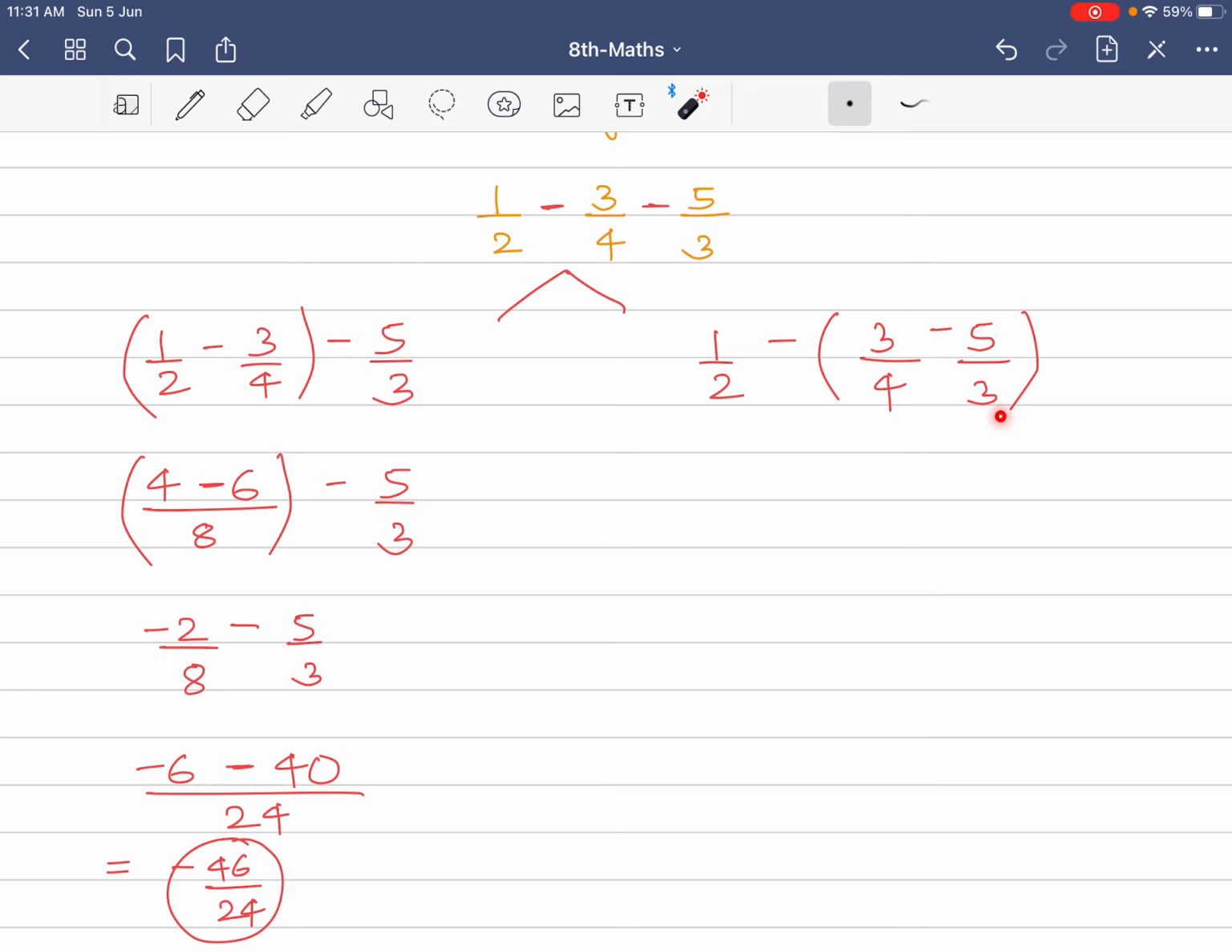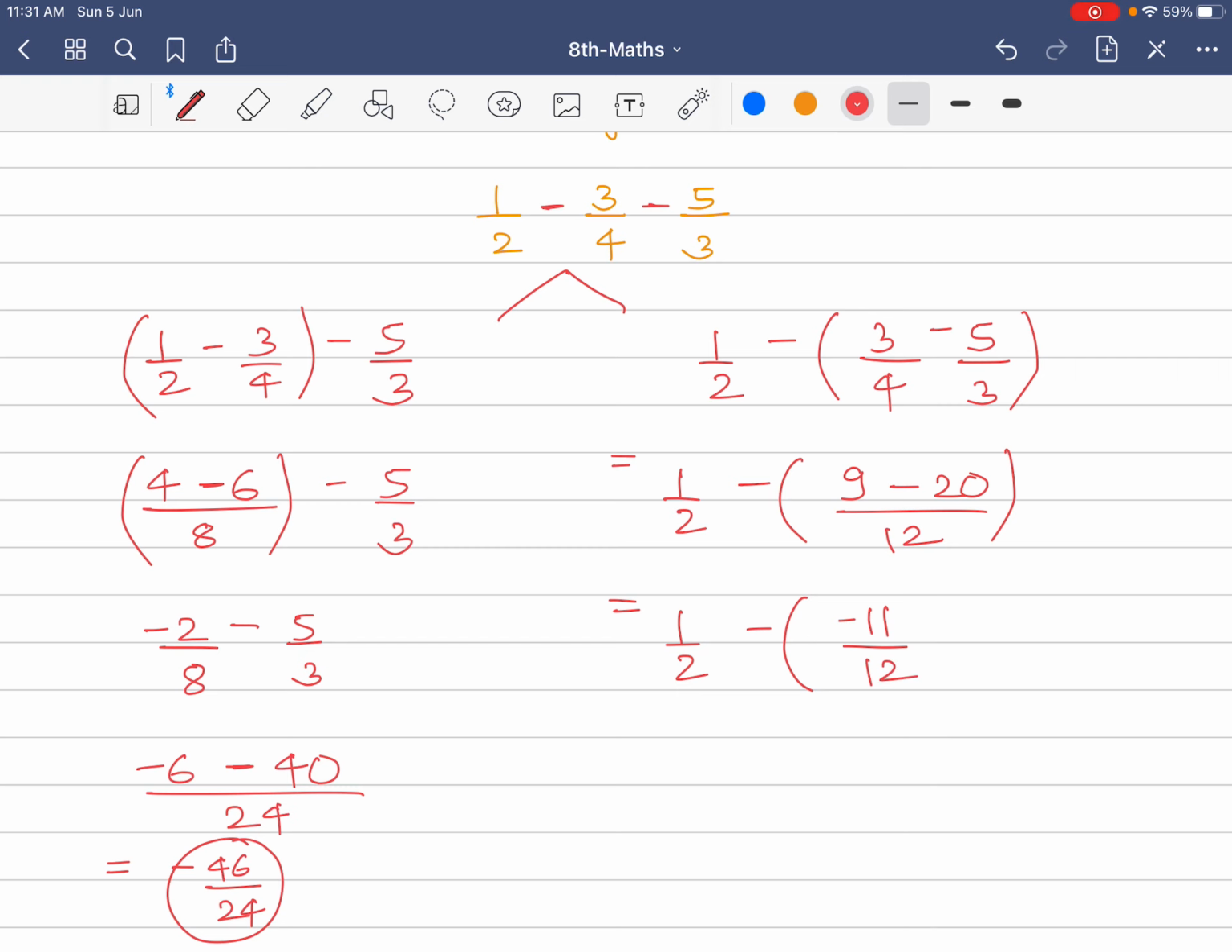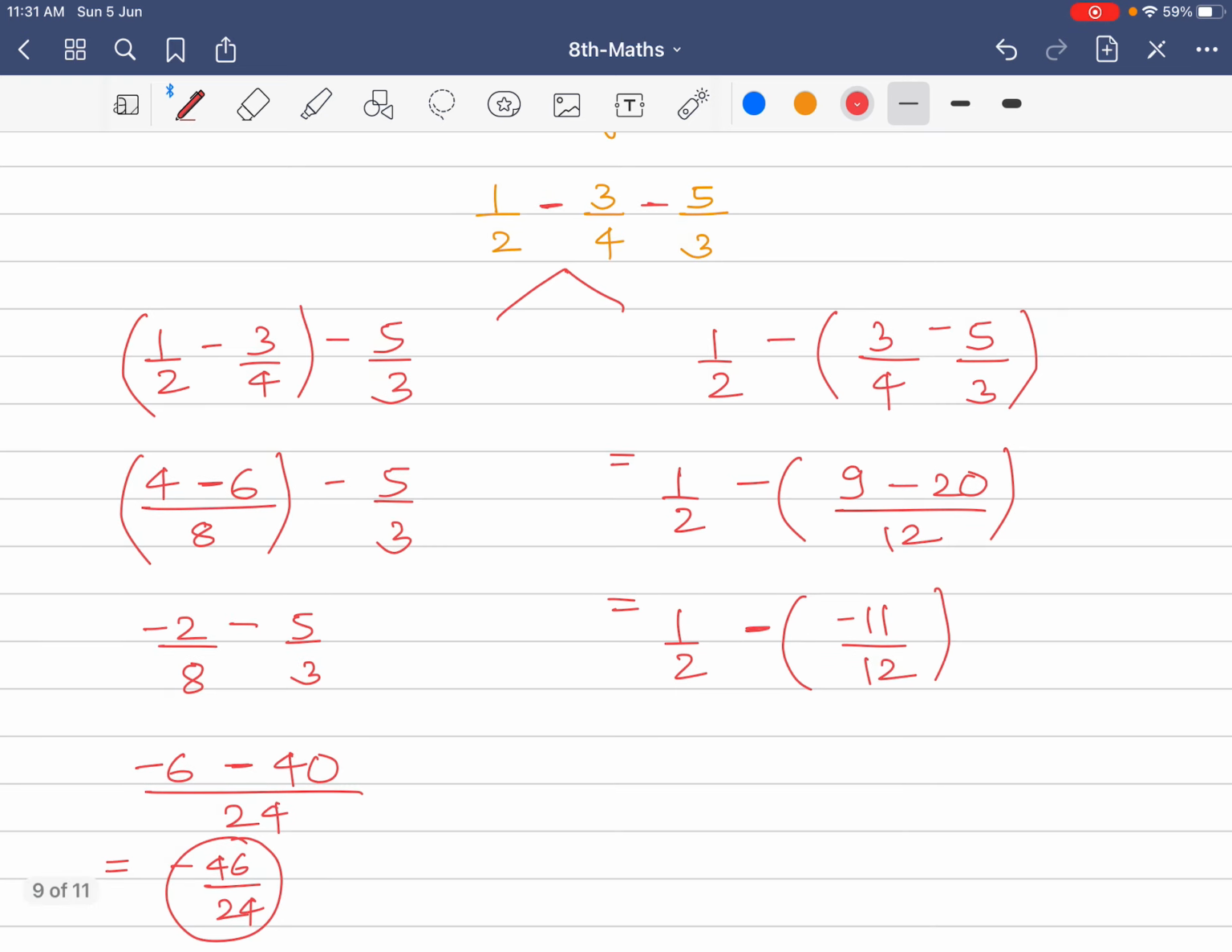Now here we have associated the second and third rational number. Let's see what the outcome comes to. This is equal to 1 by 2 minus, so 3 into 3 is 9, minus 5 4s are 20, the whole divided by 12. That is equal to 1 by 2 minus 9 minus 20 is minus 11, the whole upon 12. Now this minus and this minus becomes plus, so that becomes 1 by 2 plus 11 by 12.